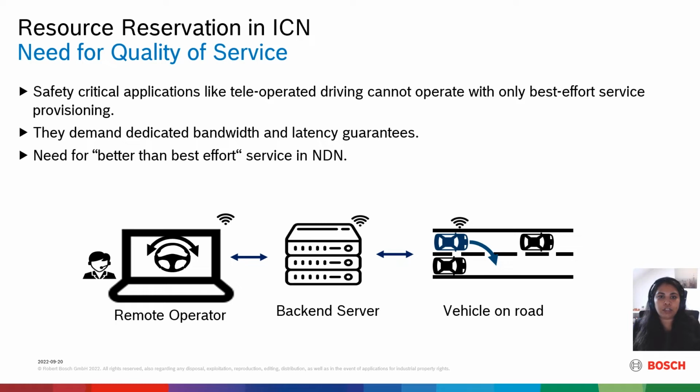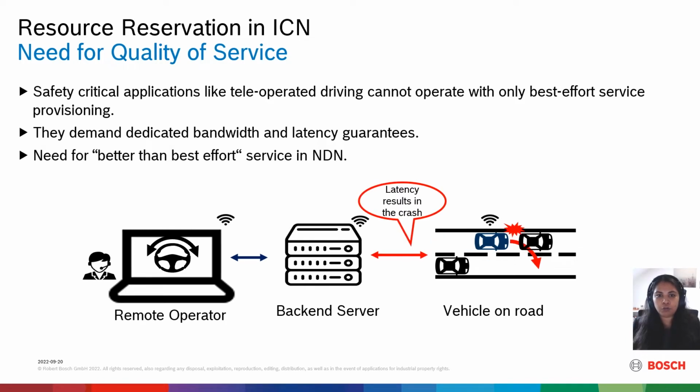Most of the safety critical and latency aware applications often demand dedicated bandwidth and guaranteed latencies from the network. One such application is teleoperated driving with strong dependencies on the network. If the command from the remote operator reaches the vehicle after a delay, it could already lead to a crash. The current state of ICN architectures like NDN predominantly offers best effort service. For ICN to see widespread adoption, there is a need for better than best effort service.